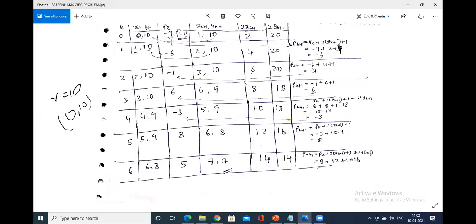See here, minus 6 is the pk value, plus the same formula you have to use, 2 into xk plus 1. So you have to take the old xk value, remember. I have replicated it over here: 2 into 2, 4 plus 1. So you will get minus 1. Again, you will input minus 1. Since the value is minus 1, a negative value of pk, you input over here, see.